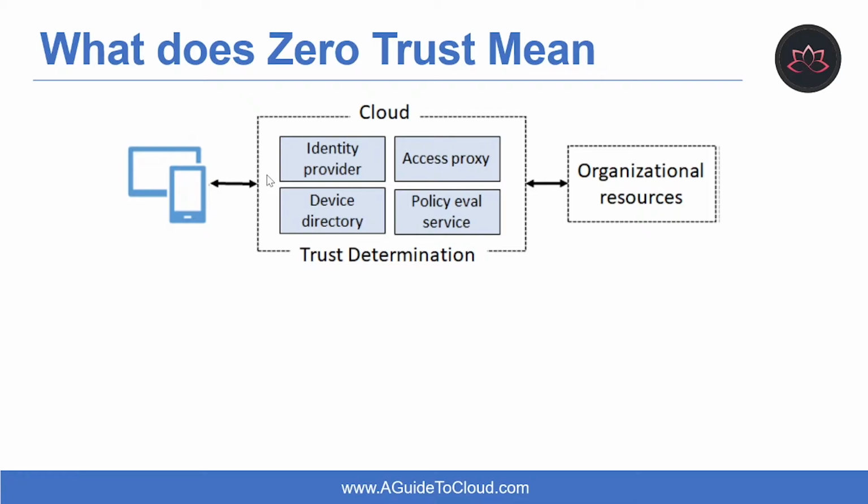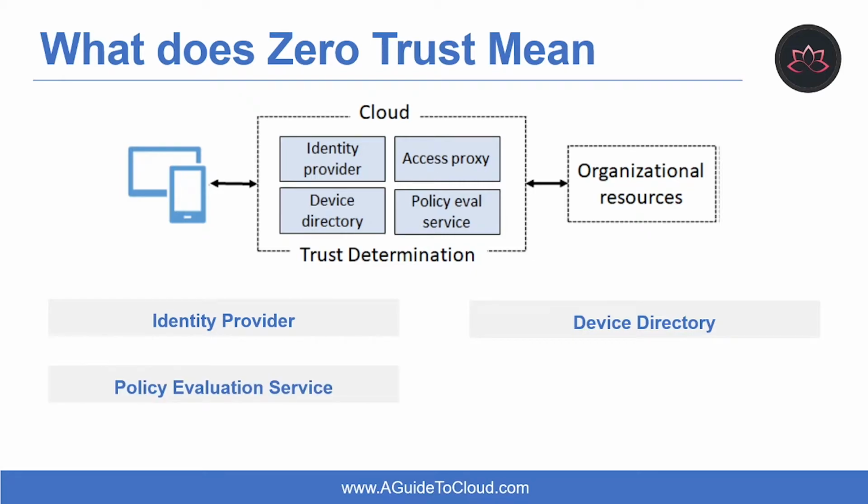This is a quick diagram to show you the basic components of the zero trust model. Notice that there are some components which determine this trust. So let me take you through these one by one. What is an identity provider? An identity provider establishes a user's identity and related information. And what is a device directory? A device directory validates a device and device integrity.